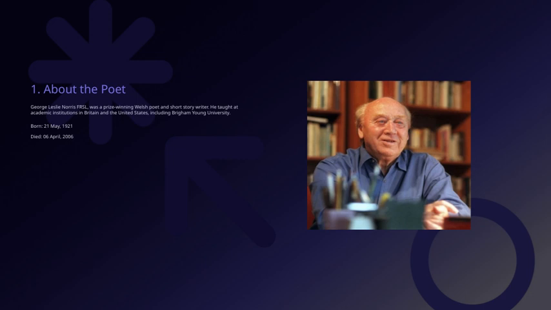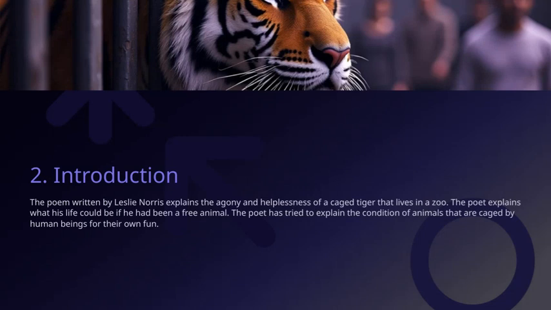His work often reflects his Welsh roots and his deep connection to language and storytelling. Understanding his background helps us appreciate the richness and depth of his poetry and stories, which continue to influence writers today. In this slide, I want to focus on Leslie Norris's poem, which powerfully captures the agony and helplessness of a caged tiger. You see, the poet vividly describes the tiger's inner turmoil, emphasizing how trapped and confined it feels.